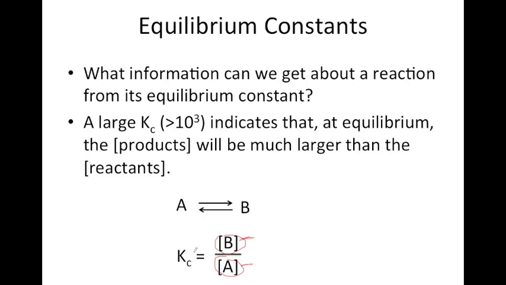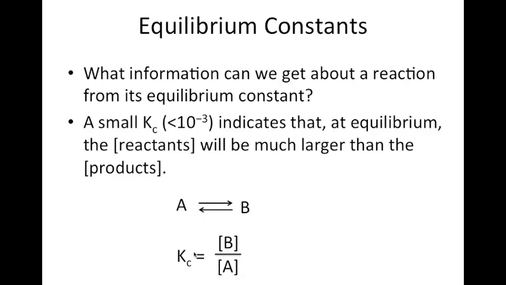So that can tell us that once a reaction reaches equilibrium, there'll be a lot more product than reactant. Now conversely, if you have a very small equilibrium constant, maybe a thousandth or less, so 10 to the minus 3 or less, that indicates that your equilibrium concentration of reactant is going to be relatively large when compared to the equilibrium concentration of your product.